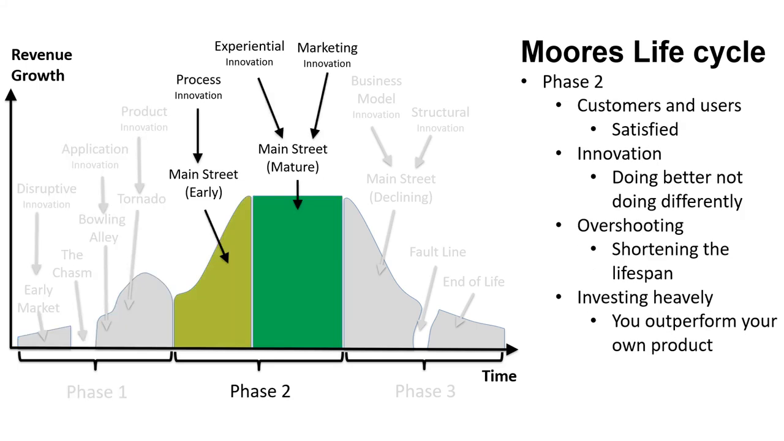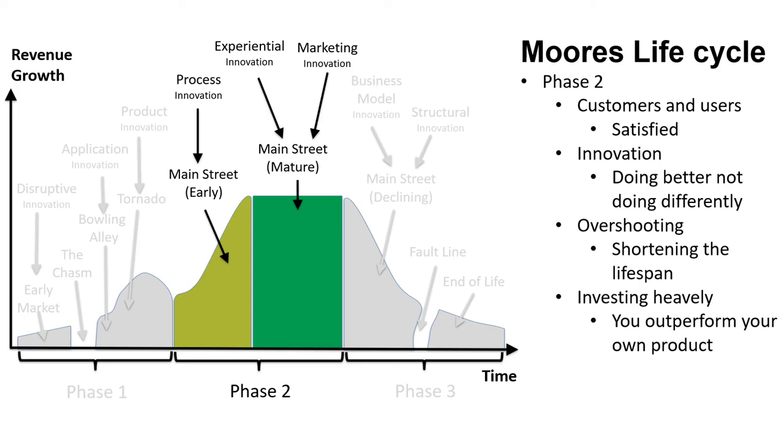In the second main phase, the customers and users know the products and are generally satisfied. This phase is not so innovation heavy. It is about incremental innovation instead of radical innovation. In other words, doing better, not doing differently. To invest heavily in innovation in this phase is called overshooting.